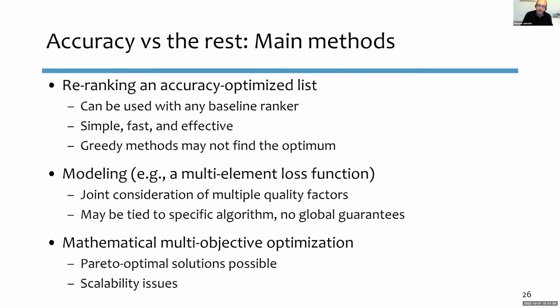Looking at algorithms, as said, re-ranking is very, very common. So we can use any baseline ranker from simple models to complex ones and just take the output and re-rank to maximize the diversity goal, for example. And re-ranking is usually fast, simple, and very effective. You can use greedy methods, and we also did that. And often you can do it very quickly under the limited time constraints that you have. And the solutions, when you compare them to the true optimum, are often very close to the true optimum. But there are other techniques as well.